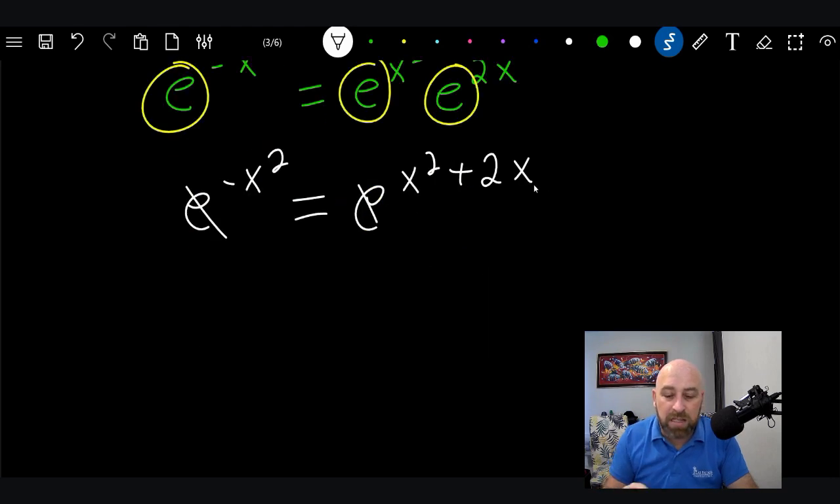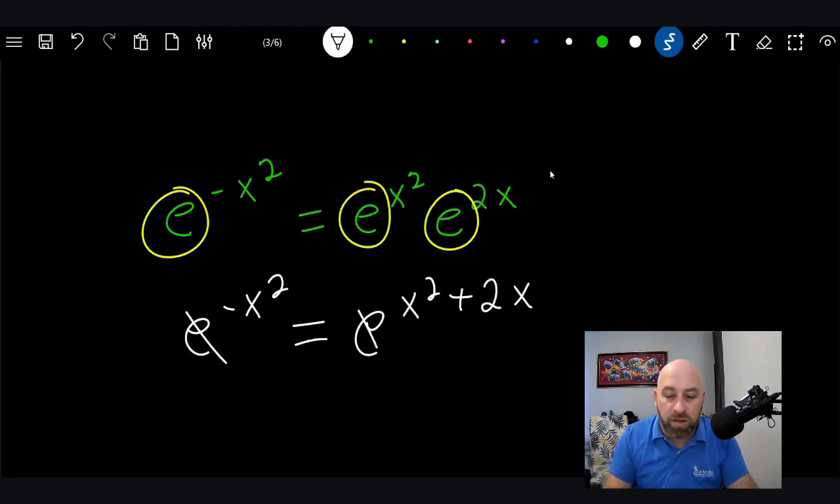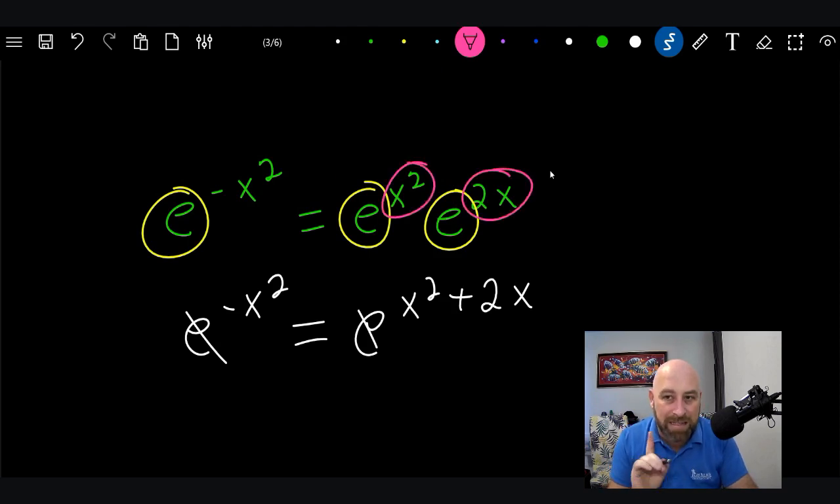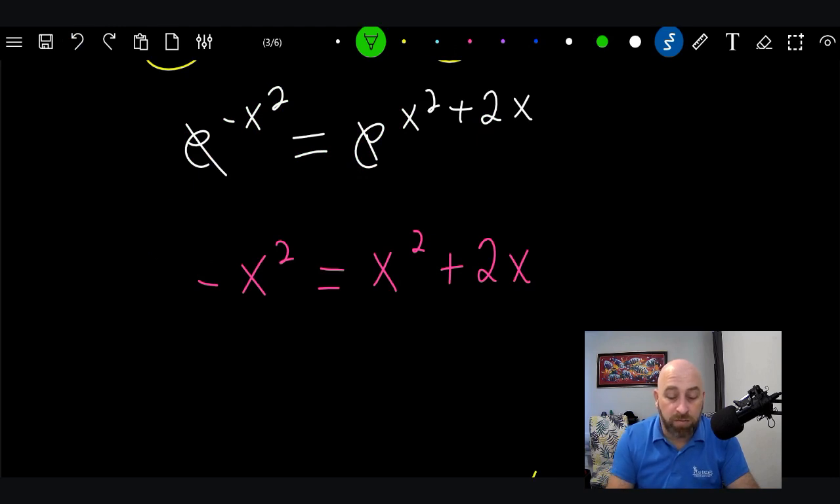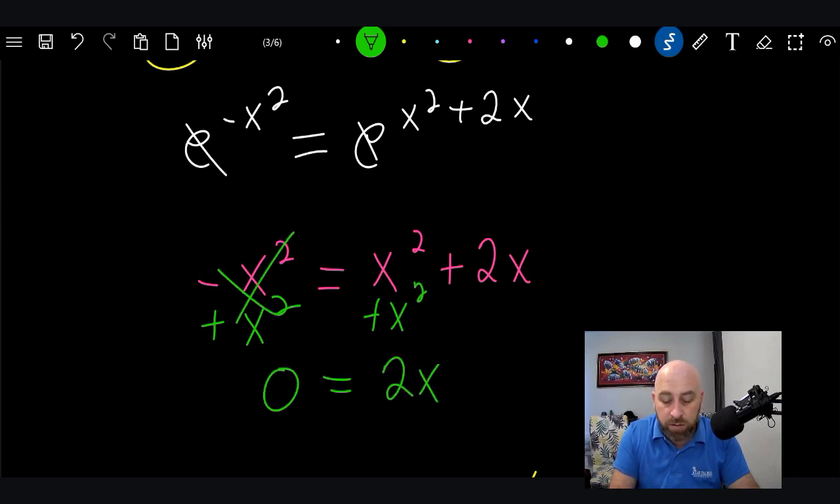If you cancel the e's first, here's what's going to happen. You're going to think that this is just x squared times 2x, and it's not. Okay, it's plus 2x. Why is it plus 2x? Because they're exponents. Okay, now we just solve this. Well, how can we solve this? I would take everything to one side and then factor it. Use zero factor property and do it that way. So plus x squared, plus x squared, that's going to cancel that. It's going to give us 0 equals 2x squared plus 2x. What can we factor out? Well, we can factor out the 2x.